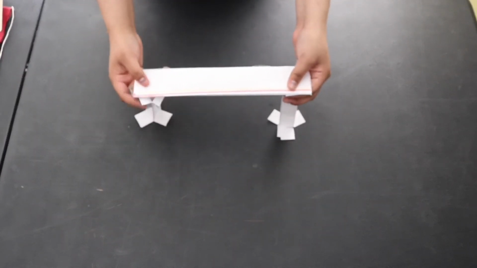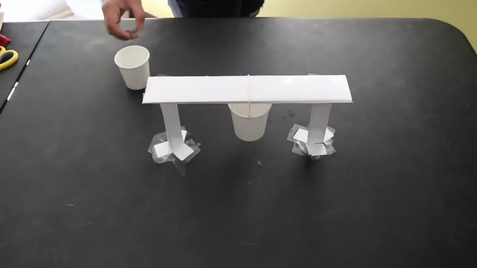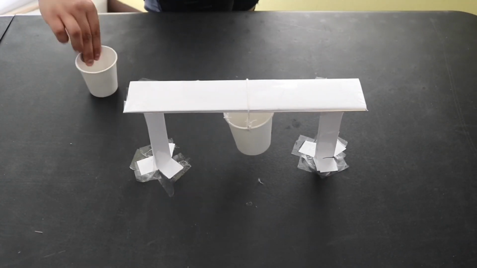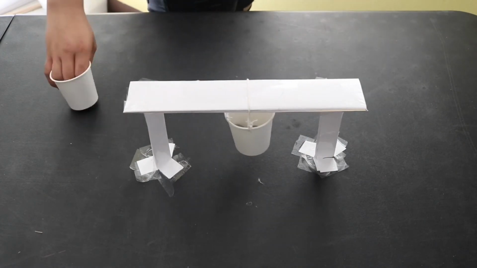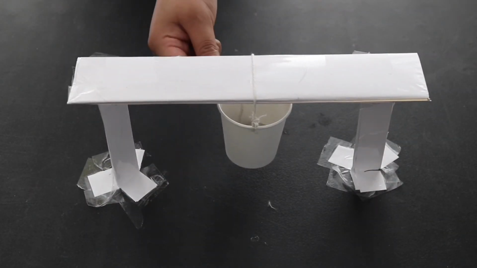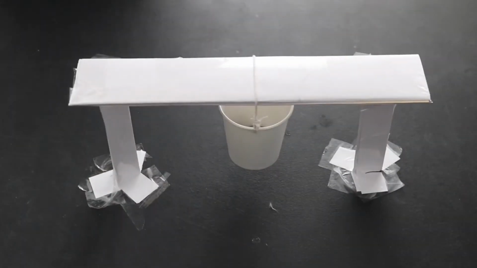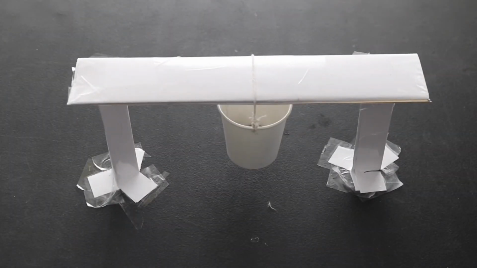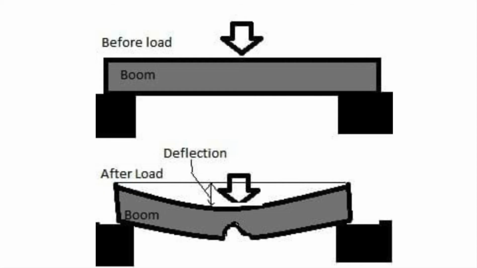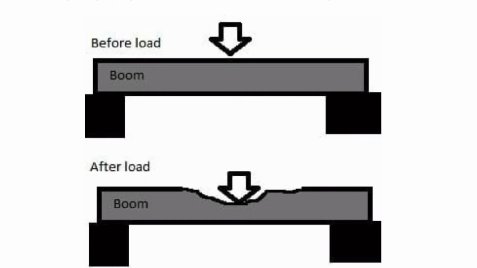To secure my bridge, I will need tape. I will be taping my legs to the surface I'm building my bridge on, as well as to the bridge part. To test out the weight that my bridge can handle, I added a cup with a string attached to it. Inside the cup, I'm putting coins in it. The coins will represent the weight my bridge can carry. Make sure to keep an eye out for any bending or shear failures in your design.